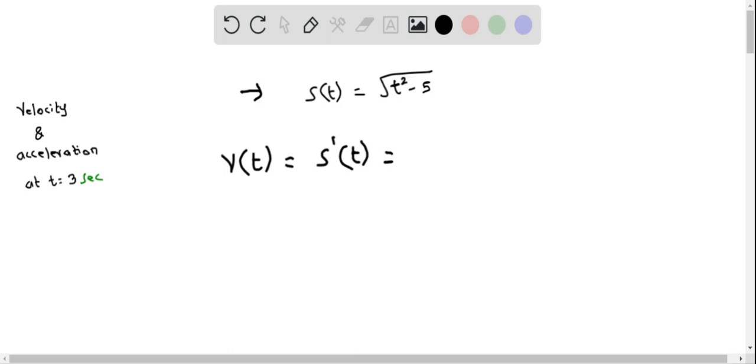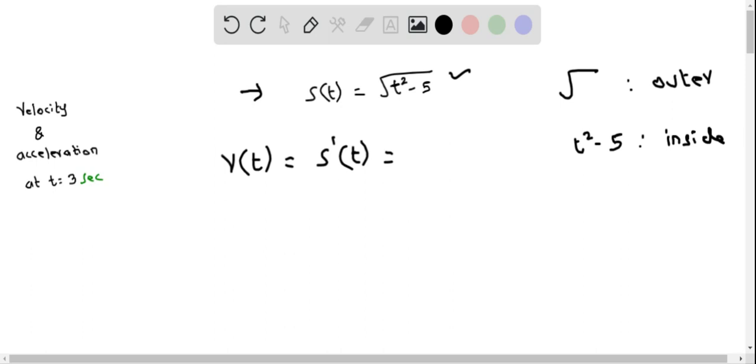So let's see how to find the derivative of this expression. Here we have to apply the chain rule. Considering the outer function is a square root function, let's write this down as the outer function. And then the inner function is t squared minus 5. This is the inside function.